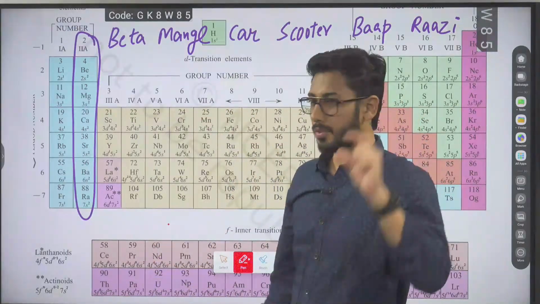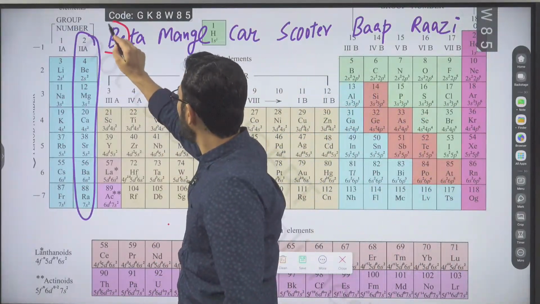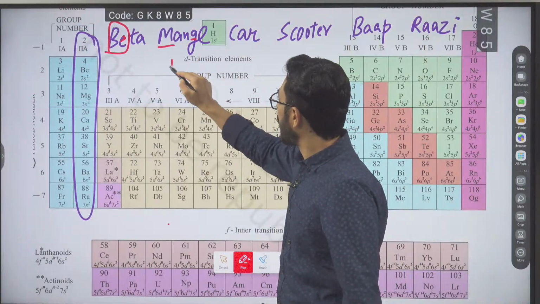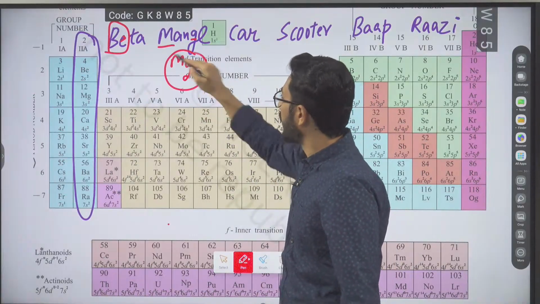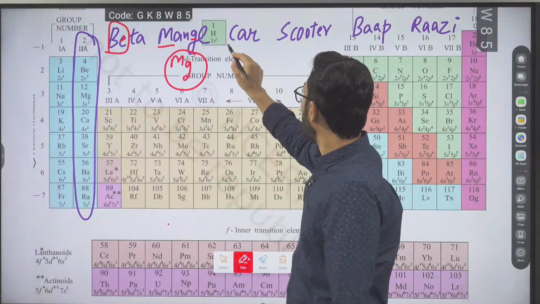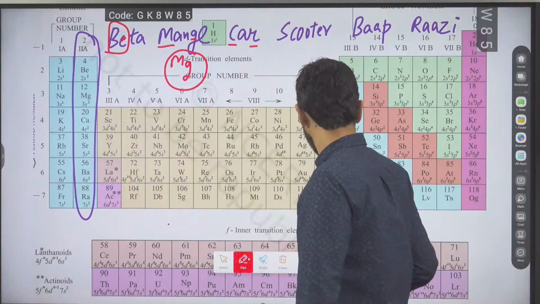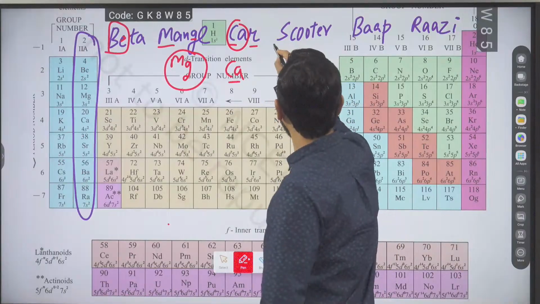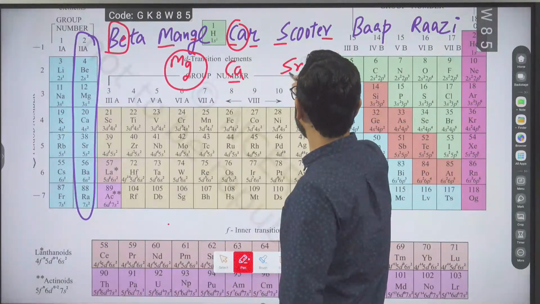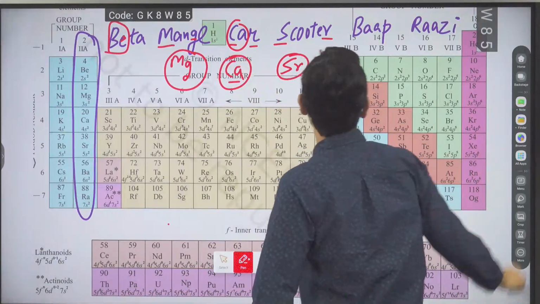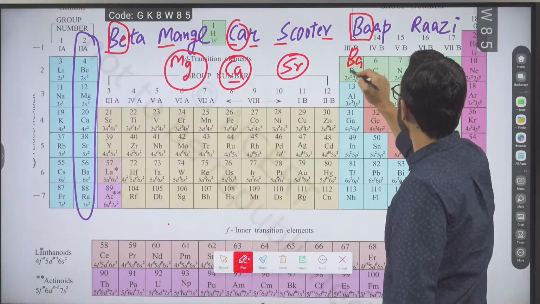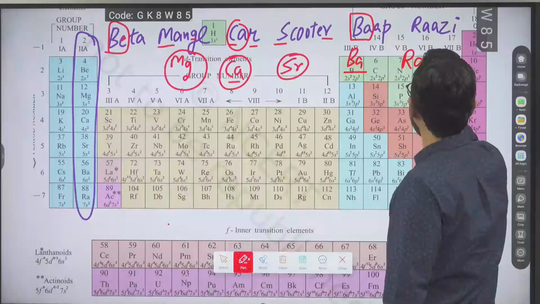The symbol of the elements. In Beta, Be is important for us, beryllium. In Mange, Mg, that makes it our work requirement, magnesium. In Car, we will want Ca, calcium. In Scooter, we want Sr, strontium. In Baap, we want only Ba, barium, and finally Ra, radium.